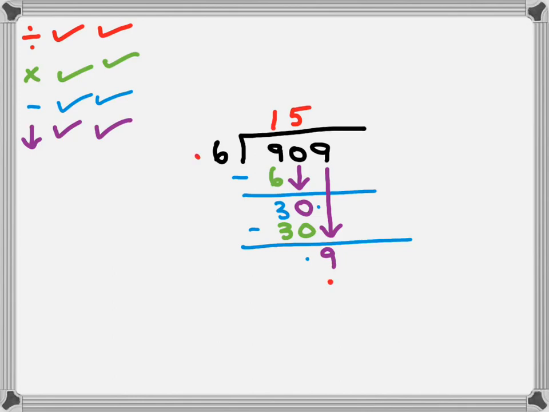6 into 9 can only go once. That's our divide step done. Time step, 1 times 6 is 6. Time step done. Minus step, 9 minus 6 is 3. Minus step done. There's nothing more to bring down, so it's remainder 3.